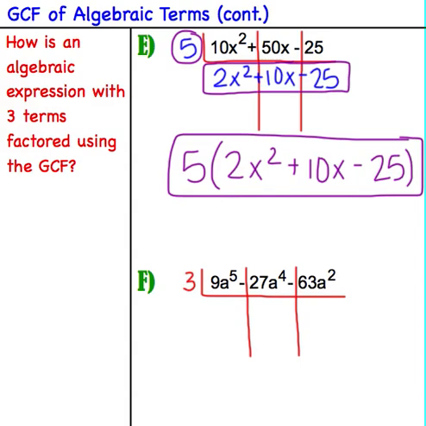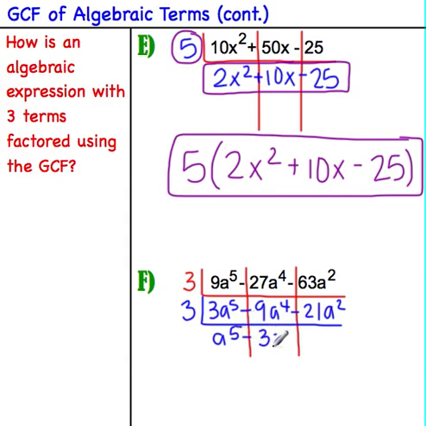So when I divide 9 by 3, I get 3a to the 5th minus 27 divided by 3 is 9. We have a to the 4th minus 63 divided by 3 is 21a squared. I see that all three of these are still divisible by 3. And I divide out the 3, I get a to the 5th minus 3a to the 4th minus 7a squared.